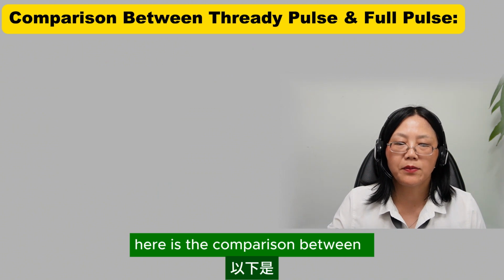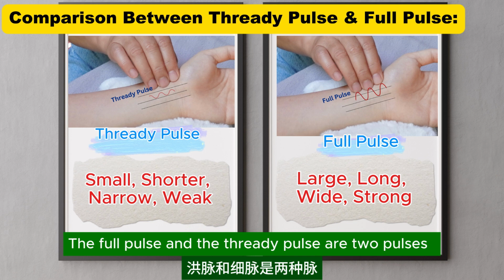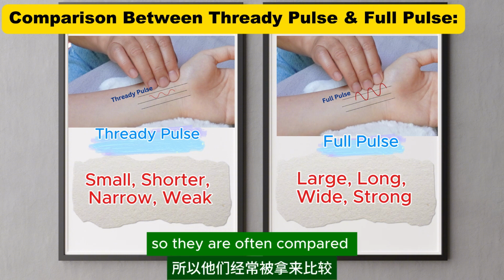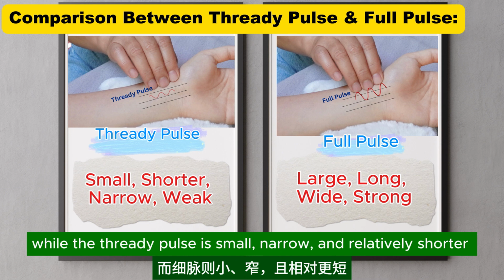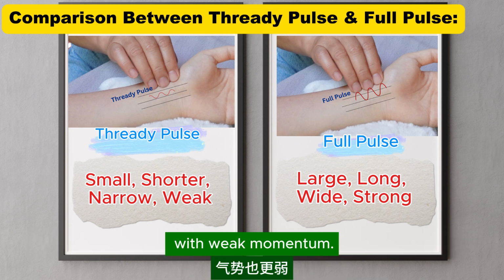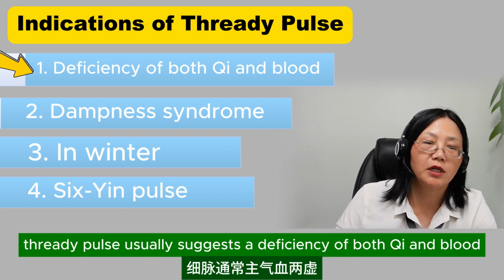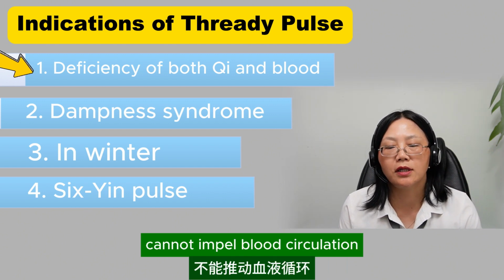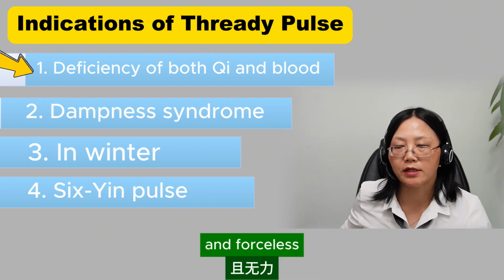Here is the comparison between the full pulse and the thready pulse. The full pulse and the thready pulse are two pulses with opposite shapes and strengths, so they are often compared. The full pulse is large, long, and wide with strong momentum, while the thready pulse is small, narrow, and relatively shorter with weak momentum. Thready pulse usually suggests a deficiency of both qi and blood. Blood deficiency cannot fill vessels, and qi deficiency cannot impel blood circulation, making the pulse thready, small, and forceless.